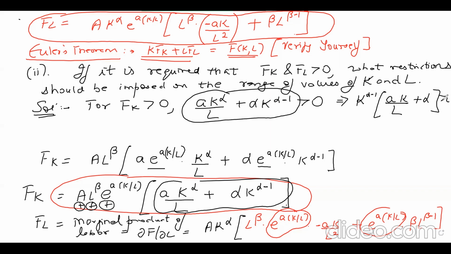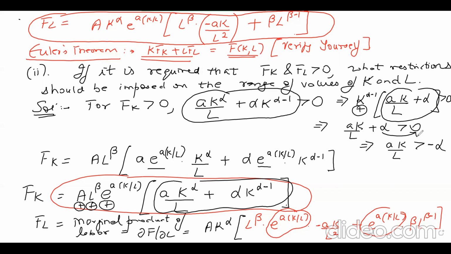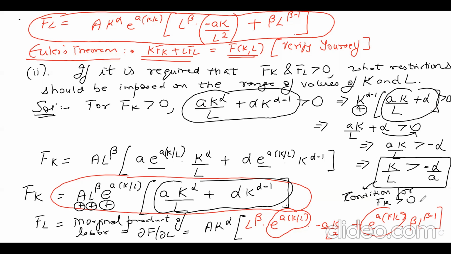This should be positive. Now k to the power alpha minus 1 is always positive, because capital stock cannot be negative. So that means the term inside the bracket a k by L plus alpha should be positive, which implies a k by L should be more than minus alpha. Alpha I take to the right hand side becomes minus alpha. So I can say that my capital to labor ratio should be more than minus alpha by A. This is the condition for Fk to be positive, strictly more than 0.